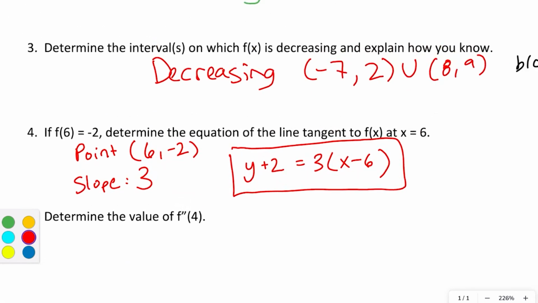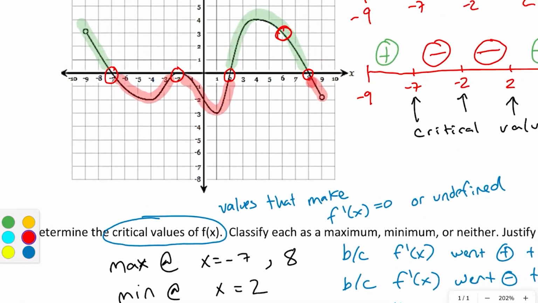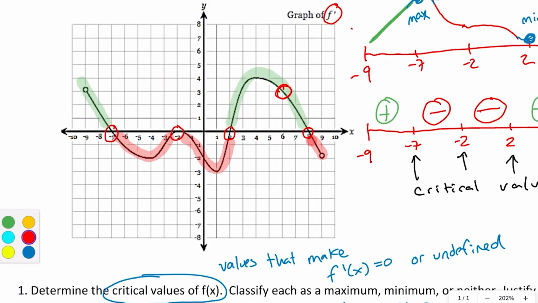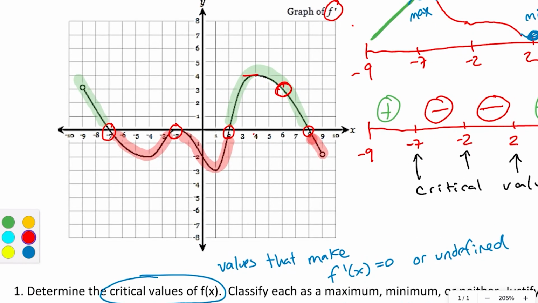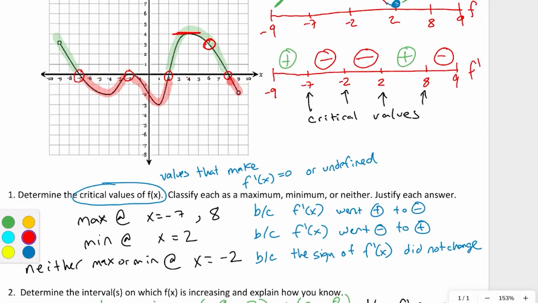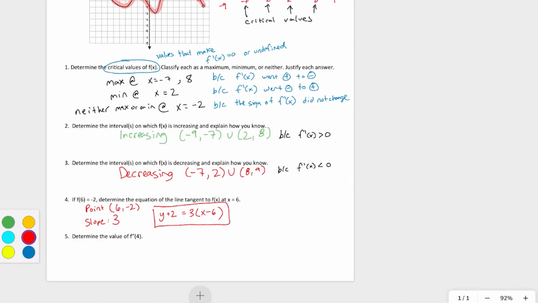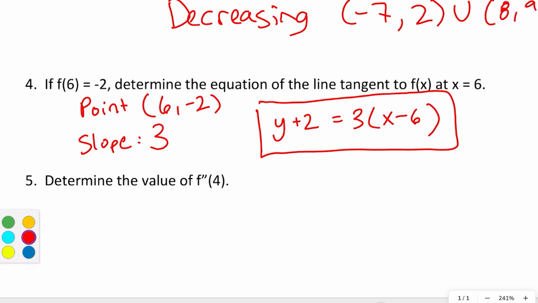So if we look back up here and we look for where x is 4, what is the slope of the curve when x is 4? Like, what's the slope of f prime? 0, right? It's got a horizontal tangent line there because we have a local maximum. So the value of f double prime of 4, or the value of the second derivative at x equals 4, is 0. It's the slope of the slope, or the rate of change of the rate of change.